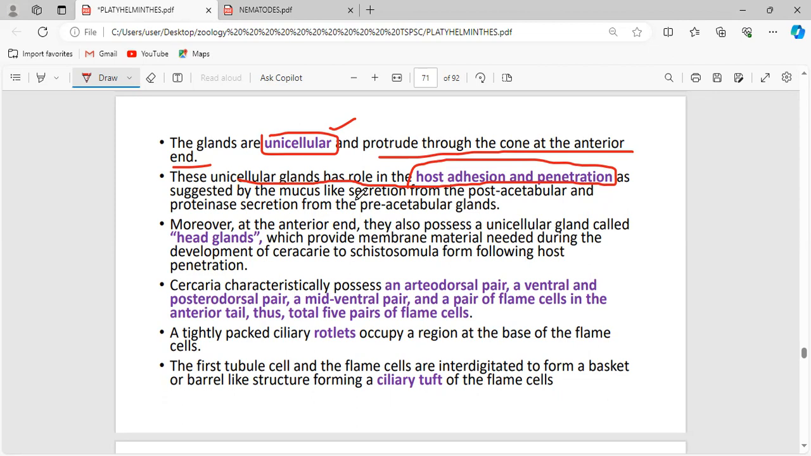Just remember, these acetabular glands can also be considered as penetration glands, suggested by the mucus-like secretion from the post-acetabular glands and proteinaceous secretion from the pre-acetabular glands. This is the thing you have to remember. We have studied about the acetabular glands. In that, we have two types, that is post-acetabular and pre-acetabular. The post-acetabular glands will secrete a mucus secretion, through which it can be easily passed from one place to another. In case of pre-acetabular glands, it is a proteinaceous secretion to digest some of the enzymes present in the host.